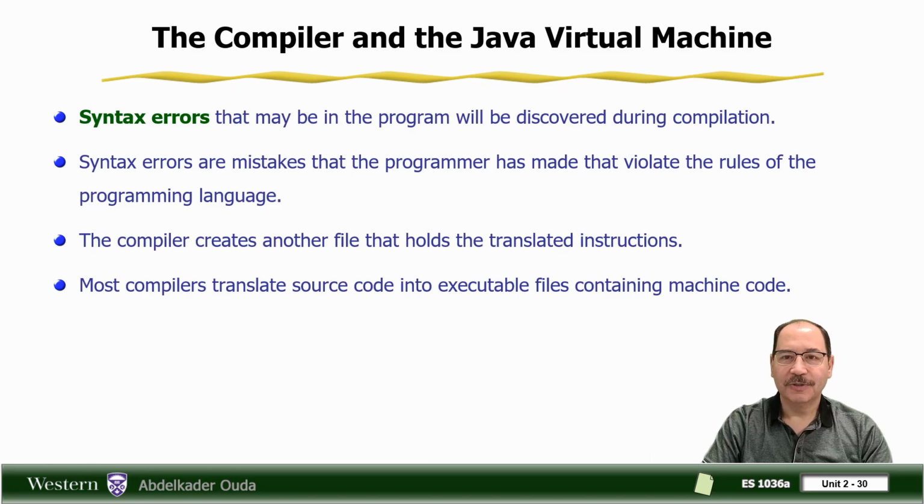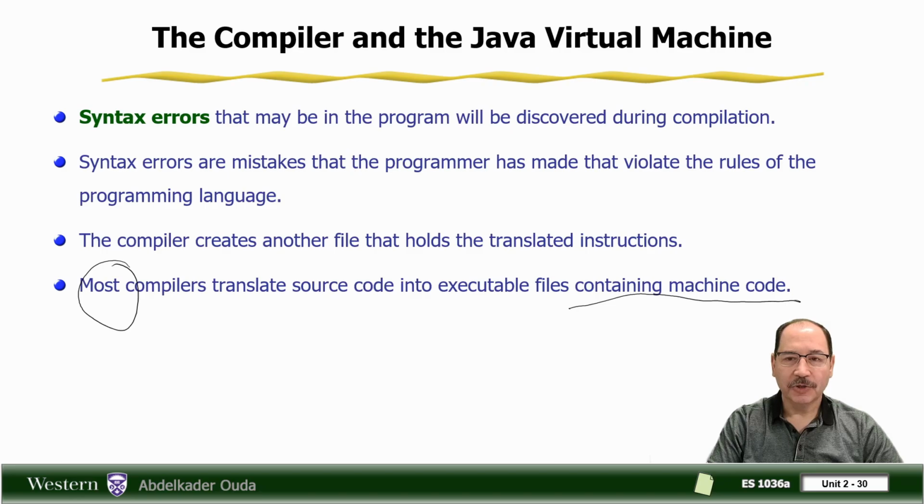We know that the rules that the programmer needs to follow to write a correct Java program are called syntax rules. Violating any of these rules will cause what we call syntax errors. Note that these syntax errors will be discovered during the compilation phase. This means the compiler will check all rules. Once fulfilled, the executable file will be produced. Keep in mind that most compilers translate source code into an executable file containing machine code.